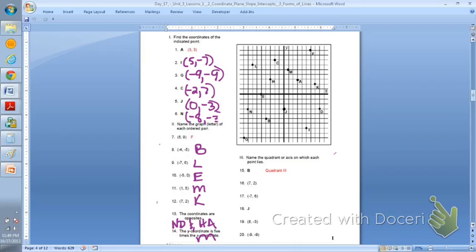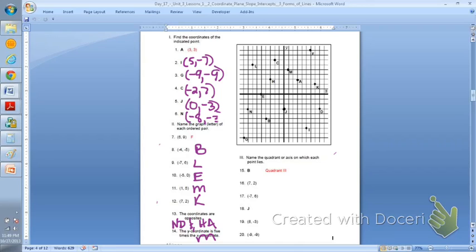Section 3 wants you to write down the quadrants of each one of the points. Now keep in mind, if a point lies directly on an axis, it's not technically in a quadrant. You would say it's on whatever axis it's on. And if it's on both axes, then that point would be called the origin. So let's take a look at these.